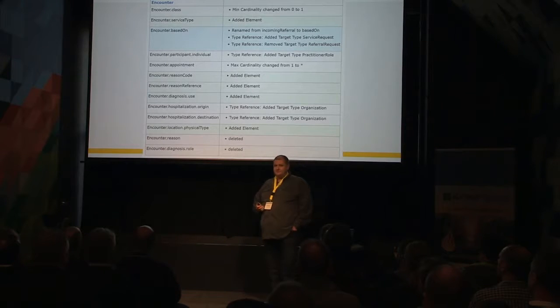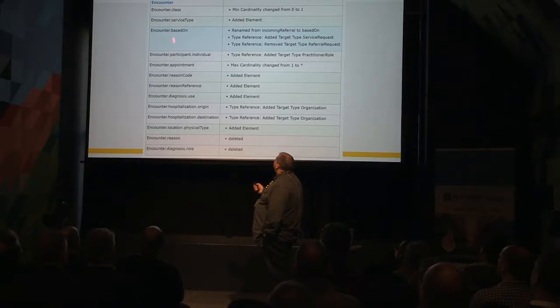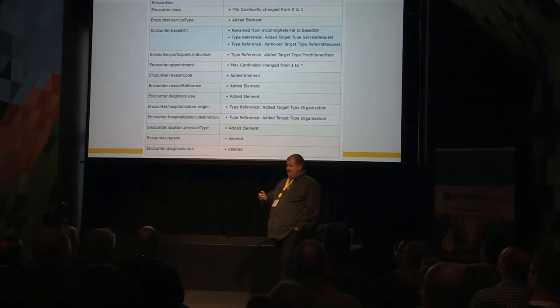When it comes to resources, we publish, as part of the resource, a list of changes that have happened in the resource between release 3 and release 4. So you can see this is Encounter, which I chose as a relatively manageable example. Some of them, like Patient, have hardly any changes at all, but we've added elements, we've renamed elements, we've added types, changed cardinalities, got rid of stuff.